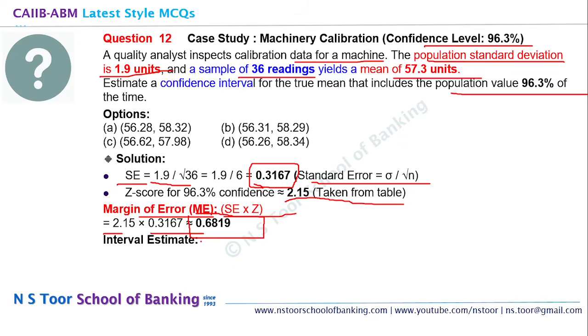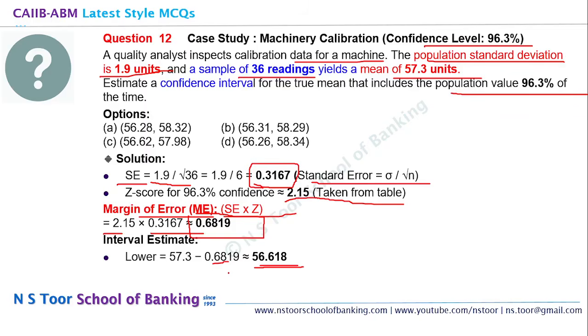Now how will we calculate the interval estimates? It is the sample mean plus and minus the margin of error. So what is my sample mean here? It is 57.3 units, that they have already given. So 57.3 minus 0.6819 is equal to 56.618. How will we calculate the upper level? We have to add it.